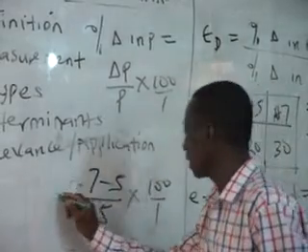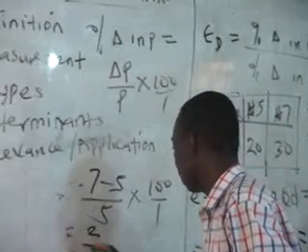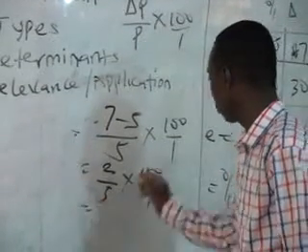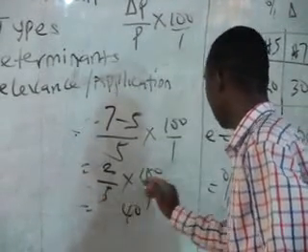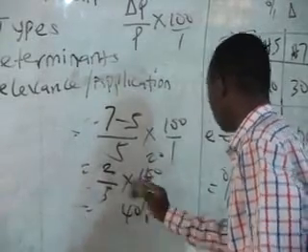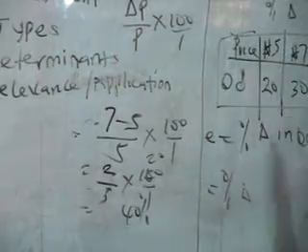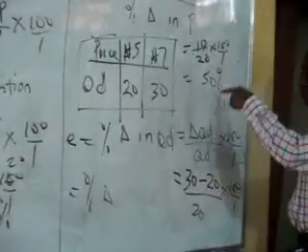So what do we have after that? We are going to have 2 over 5 times 100 over 1. And when you cut this, 5 here and 5 here, 20, you are going to get 40%. So my percent change in price is 40%, while that of quantity demanded is 50%.